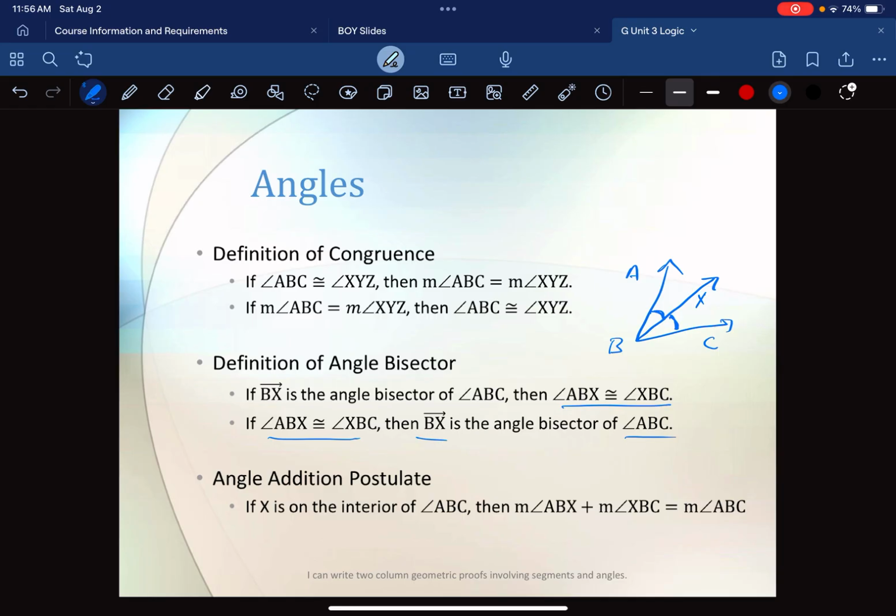We had the betweenness, but in this case we can't say betweenness for angles. We're just going to say angle addition, okay? So that just says that two smaller angles like ABX plus XBC, they equal the large angle ABC in measure. Okay, so it's really just the same three statements except for angles instead of segments.